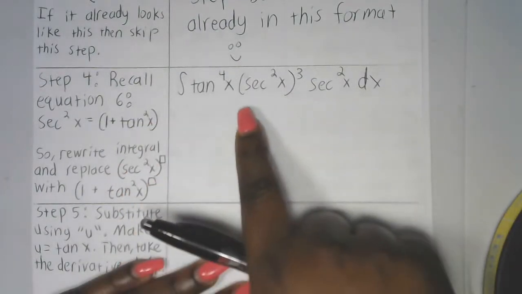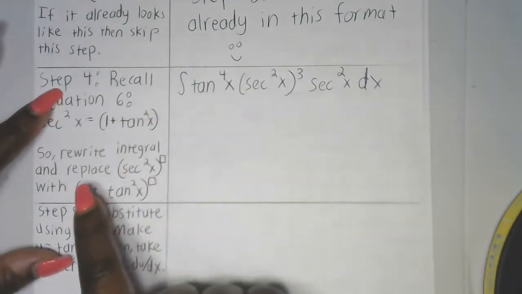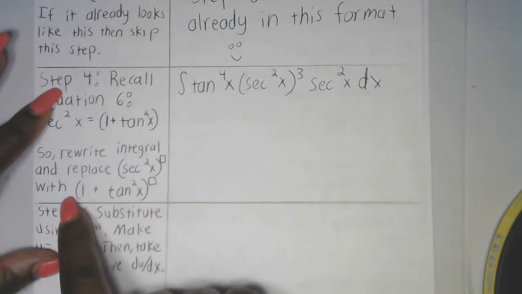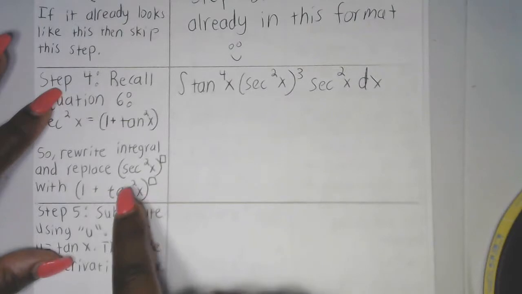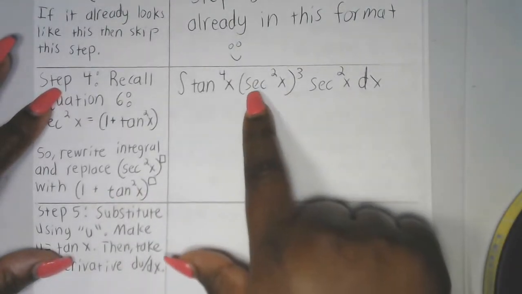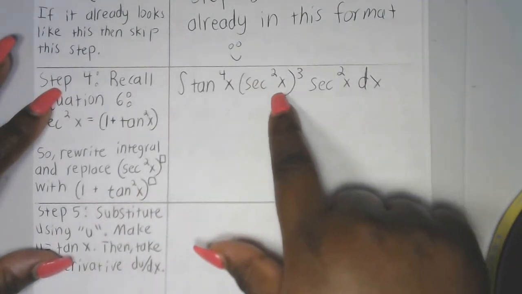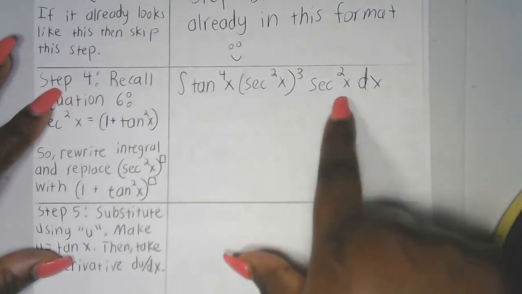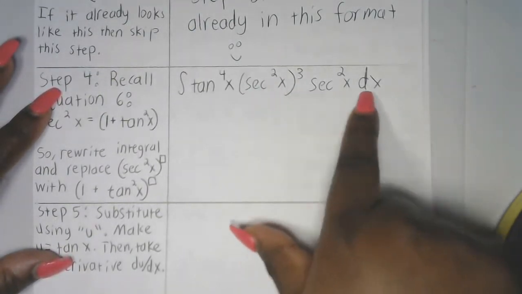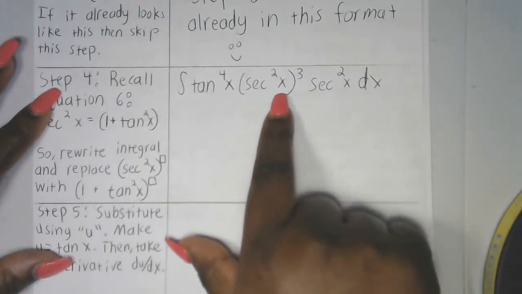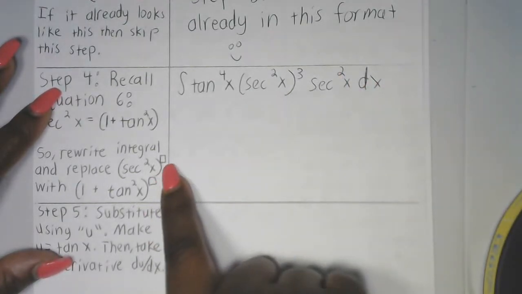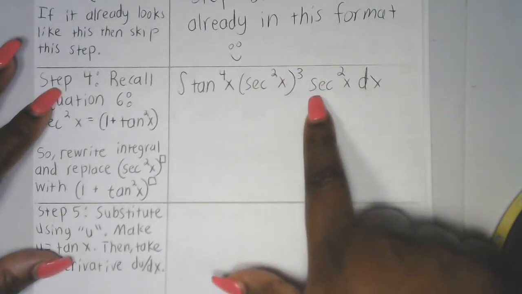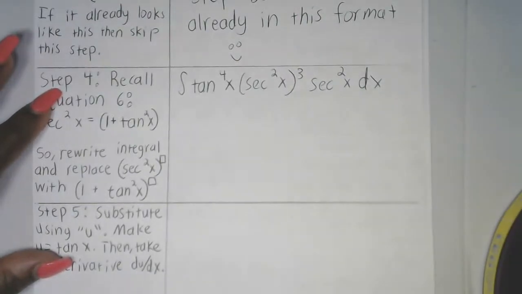When it says rewrite the integral and replace secant x squared to the power of something with 1 plus tan x squared to the power of something, I'm talking about this secant x squared term that is raised to the power of something, not the one that's next to dx. I'm talking about this term. That's why I put this little box here to symbolize the secant x squared term that's raised to the power of something. We'll leave the other term alone. We'll get to it later.